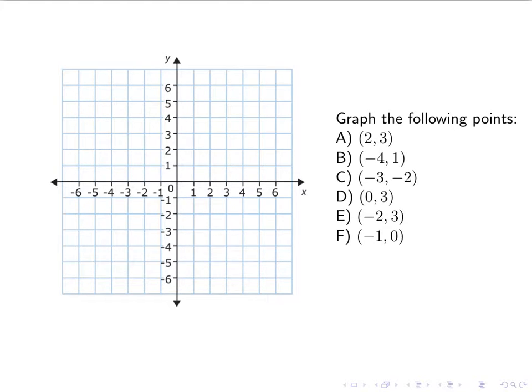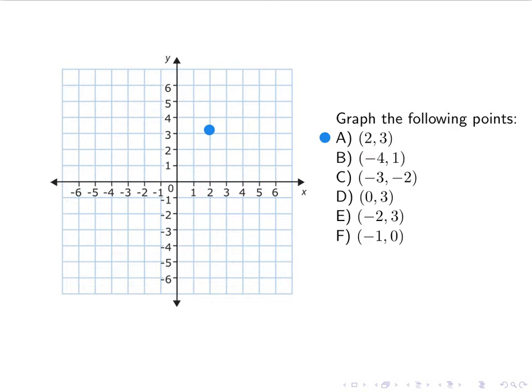So A is 2, 3. Both x and y are positive, so it's going to be quadrant 1. X is 2, y is 3. So that's right around there. It's a little off, but that's fine. Again, x direction is 2, y direction is 3. So that's A.